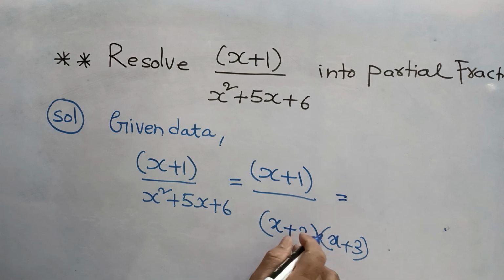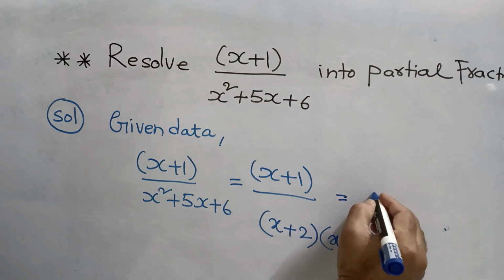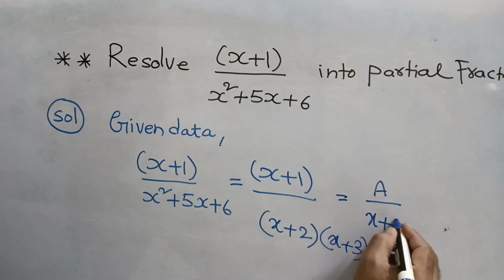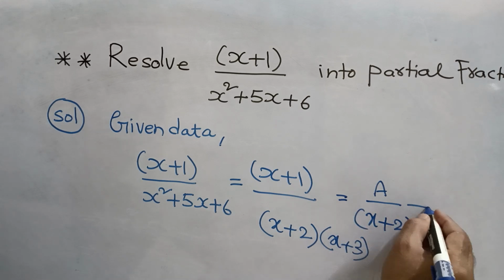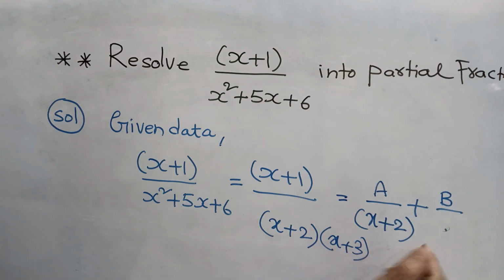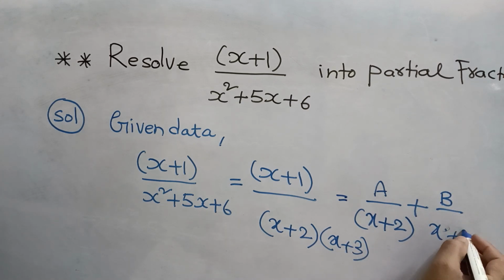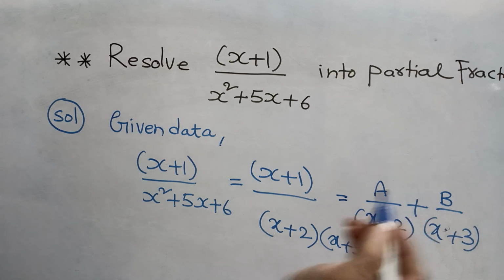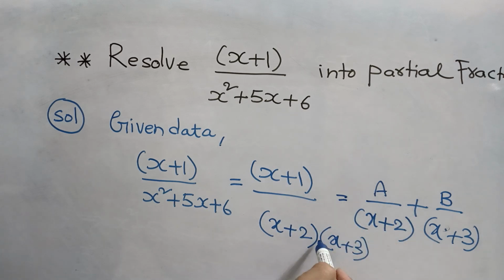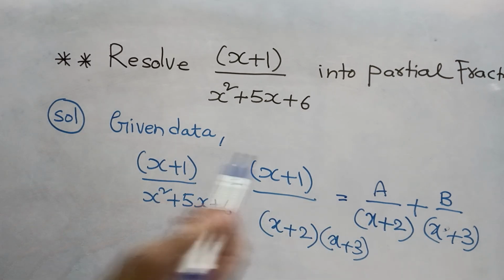This is equal to, as we already discussed in the previous presentation, you can write like this, a by x plus 2 and b by x plus 3. Any wrong in this? Nothing wrong. Therefore, you can write the entire thing equal to a by x plus 2 plus b by x plus 3.